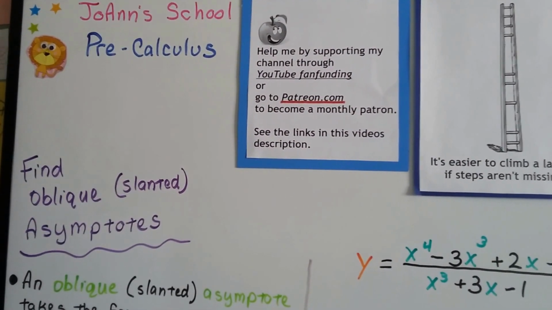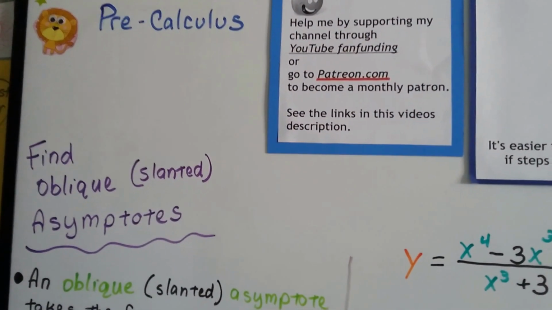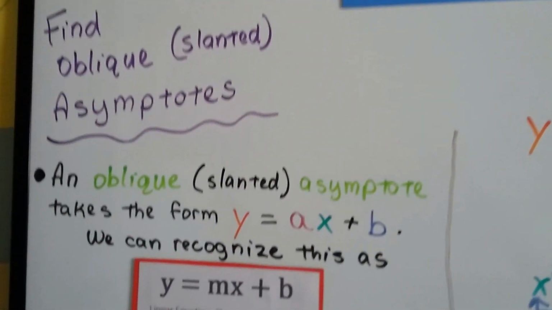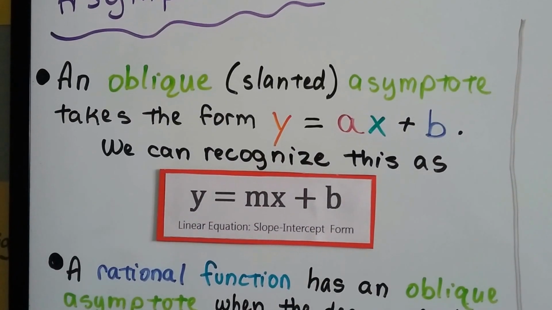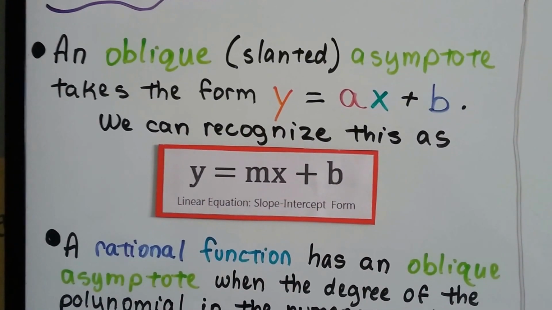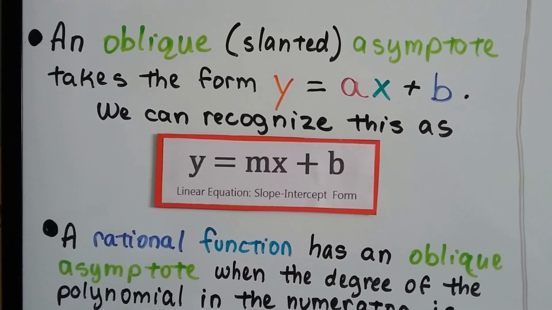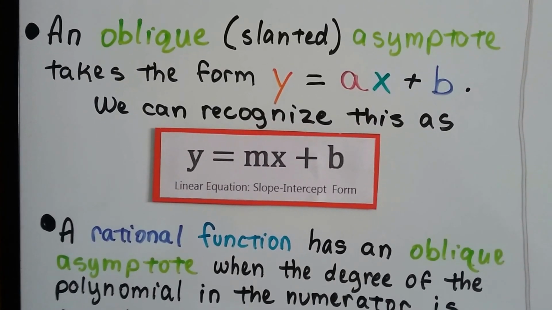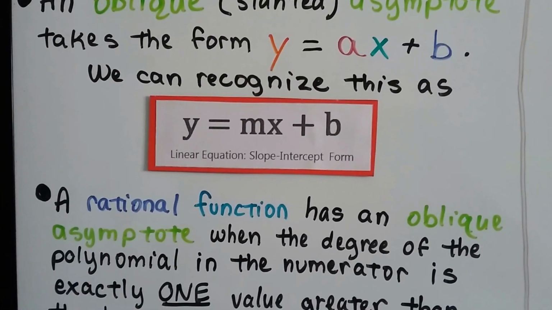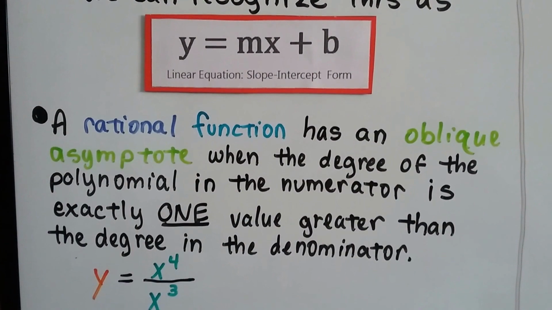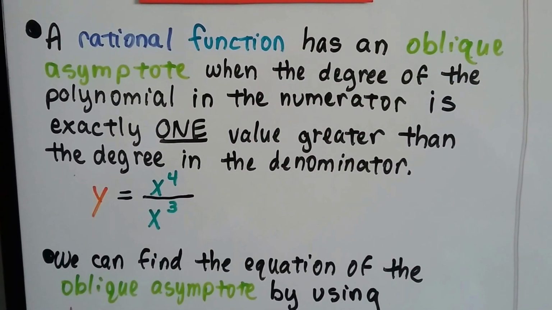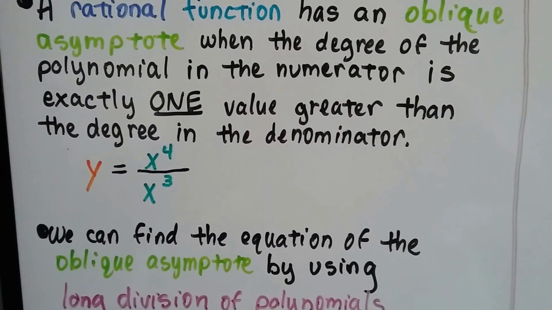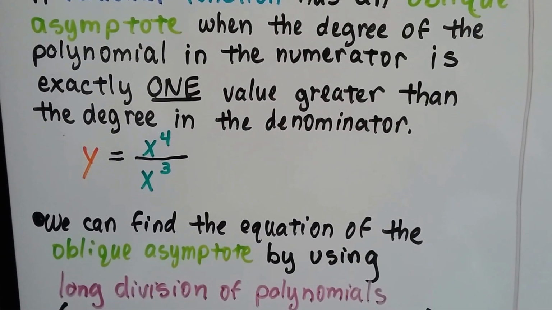We're going to talk about how to find an oblique or slanted asymptote in this video. An oblique slanted asymptote takes the form y equals ax plus b. Does that look familiar? Doesn't it just look like the slope-intercept form y equals mx plus b? Yep, that's right. A rational function has an oblique asymptote when the degree of the polynomial in the numerator is exactly one value greater than the degree in the denominator.